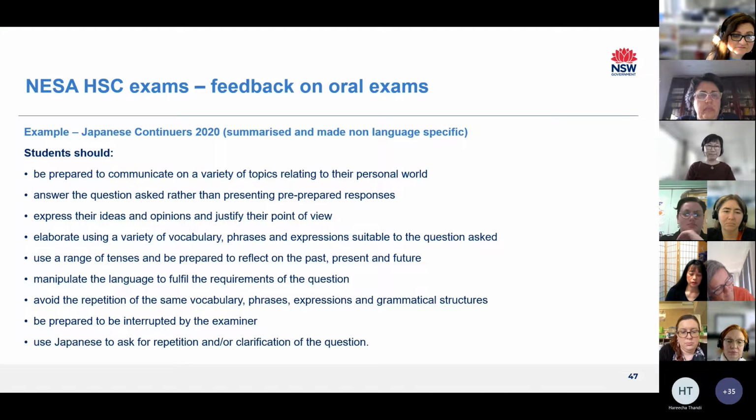Looking at the feedback provided by NESA for their oral exams each year is really helpful. It's specific to each language and allows students to see what they should be doing, as shown on this slide for the 2020 Japanese Continuers Oral Exam.